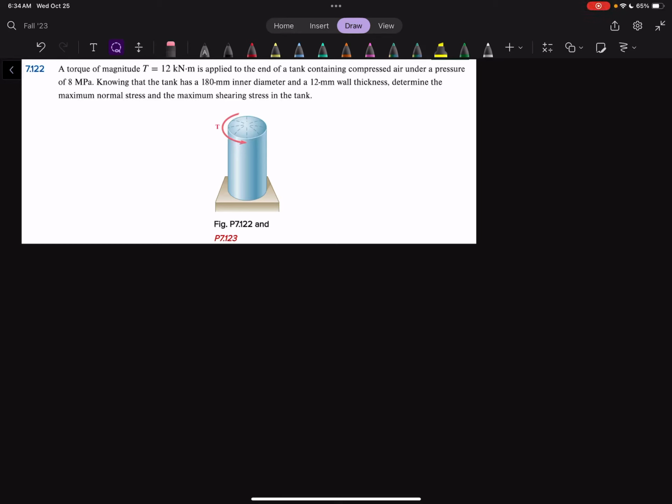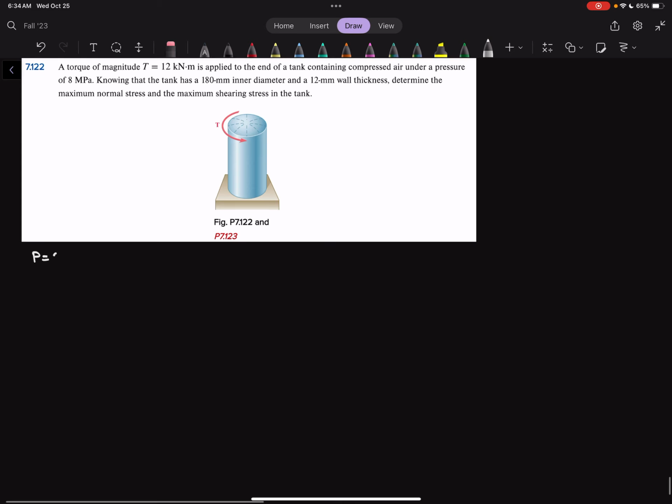A torque of magnitude 12 kilonewton-meters is applied at the end of a tank containing compressed air under a pressure of 8 megapascals. So there's a pressure of 8 megapascals. There's an applied torque of 12 kilonewton-meters, which I'm just going to write in newton-meters, so 12,000 newton meters. And the tank has a 180 millimeter inner diameter, so d in is equal to 180 millimeters, so r in is equal to 90 millimeters.